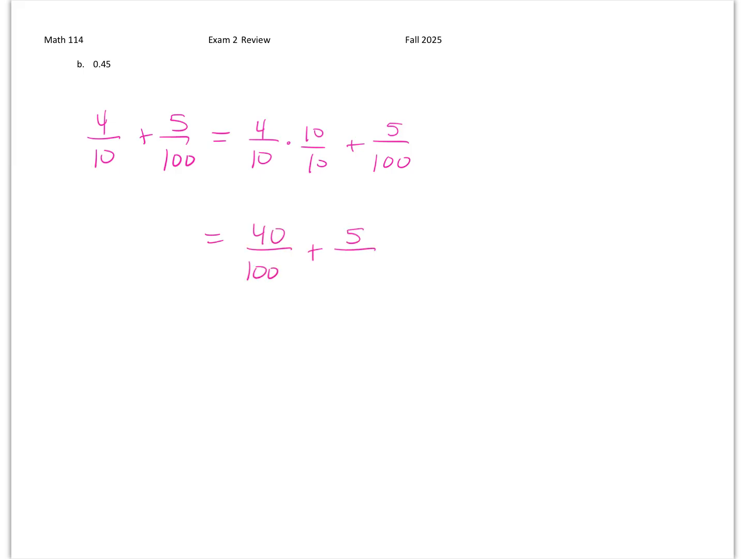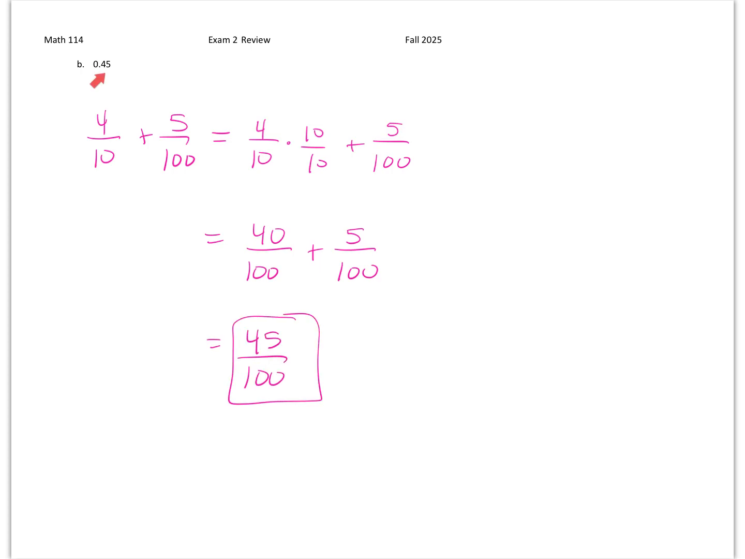This is 4 tenths plus 5 hundredths. 4 tenths and 5 hundredths. And then I need a common denominator. So I'll multiply the 4 tenths times 10 over 10. So that is 40 hundredths plus 5 hundredths, which is 45 hundredths.